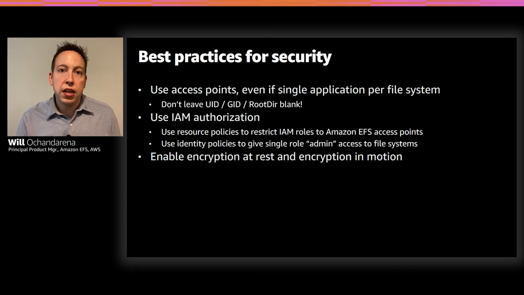Next, use IAM authorization if you're worried about which applications can access which file systems. It's much easier to manage than network-level permissions like security groups. Last, go ahead and enable encryption at rest on your file system at creation time and encryption in transit. Both of them are really easy to set up and have no performance penalty.